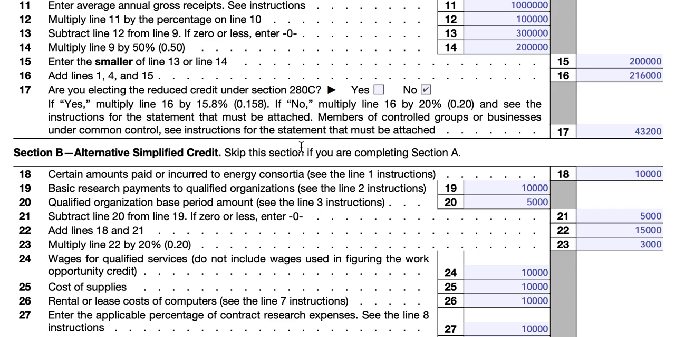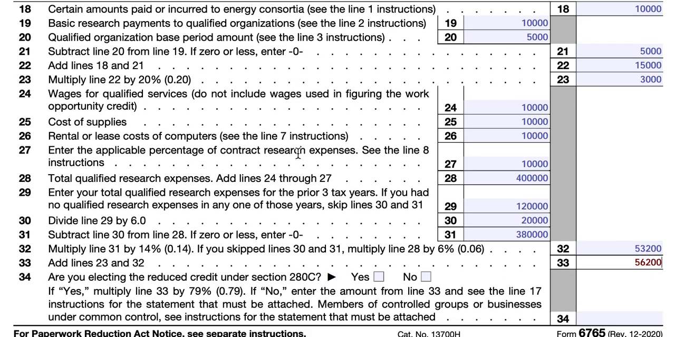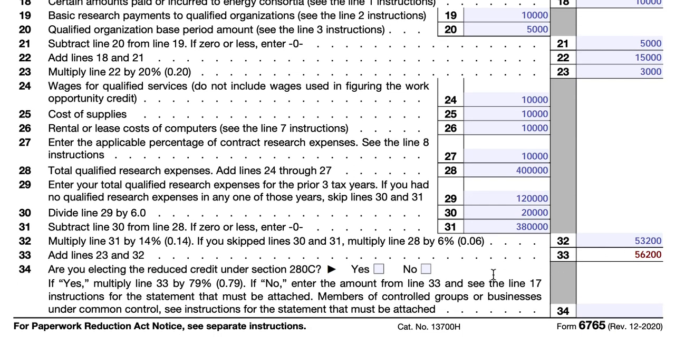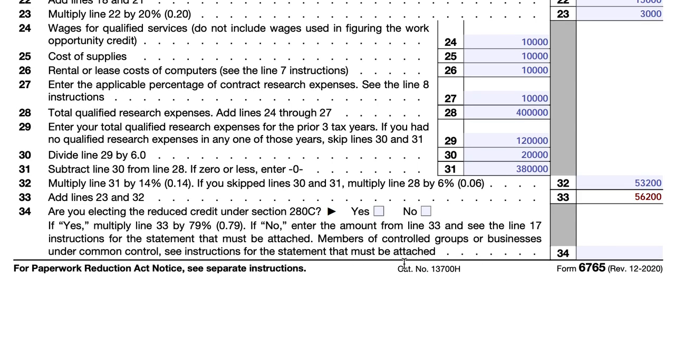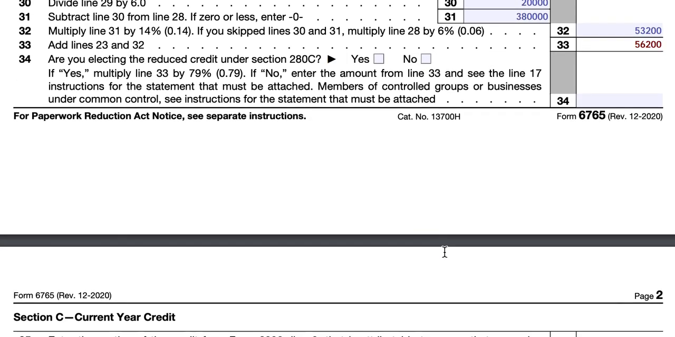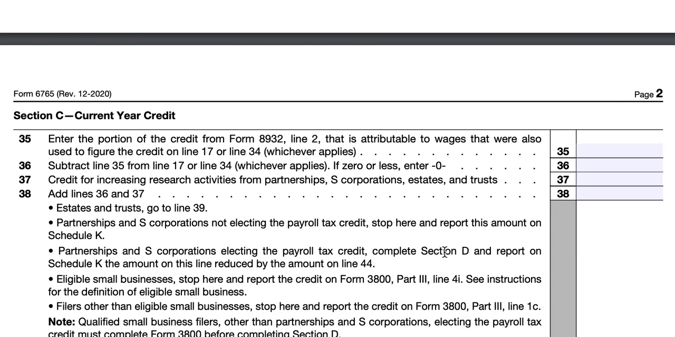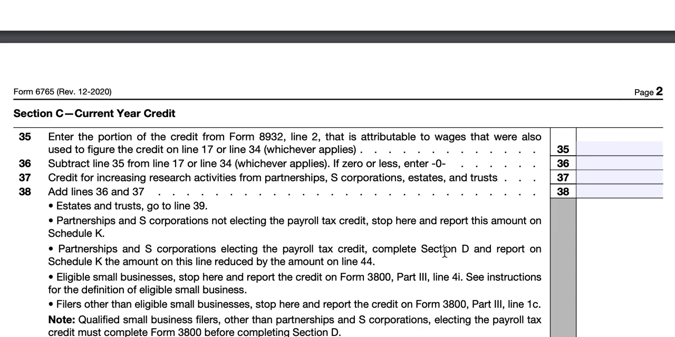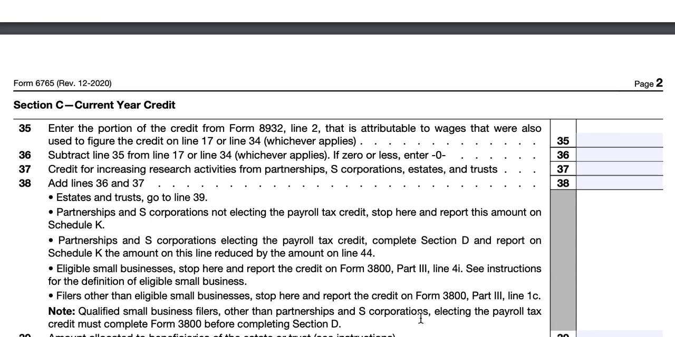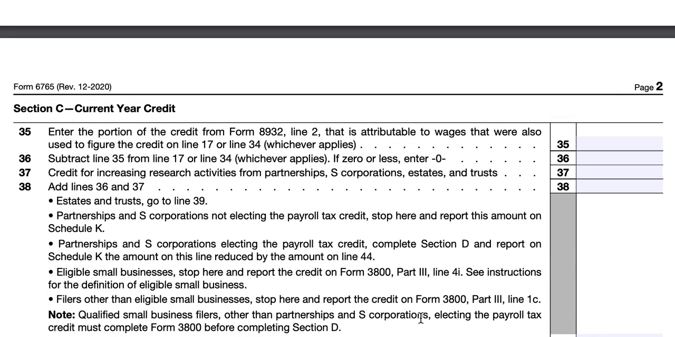So you can claim that whole credit if you don't want to, and then you would have to attach the statement. And there's a note for members of controlled groups or businesses under common control. There's instructions in the form instructions for the statement that you must attach for the IRS to recognize it. So in Section C and Section D, we're going to go through and calculate the actual tax credit for the current year, and then for qualified small businesses, how much of that gets processed as a payroll tax election.